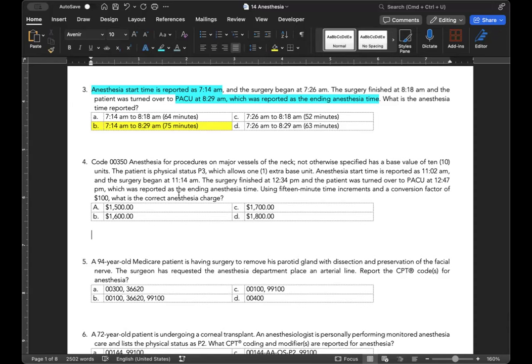Yeah, if you turn to the anesthesia guidelines, well, I've got mine written around time reporting, and it's the base units plus the time plus the PS modifier plus the QC, that's the qualifying circumstance, times the CF, which I can't remember what CF is. Conversion factor. It's just our conversion factor.